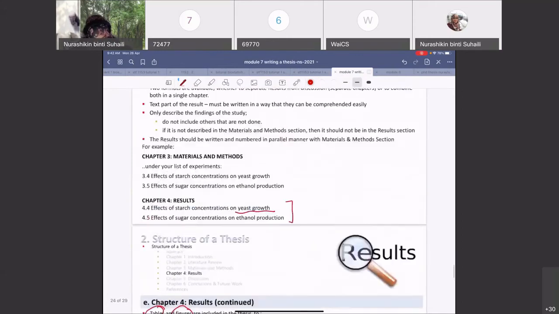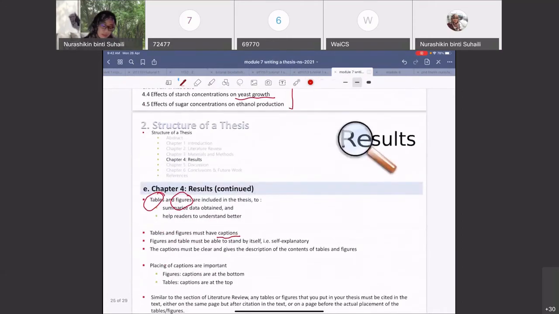Right. So the result chapter is a section where you present the results. There is a difference between results and discussion. Results means you just say, the results showed that, and you describe what happened in the graph. But discussion is when you try to discuss the possible reasons why the results are like that.